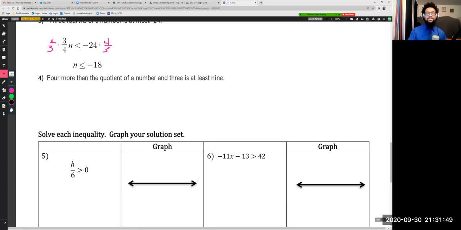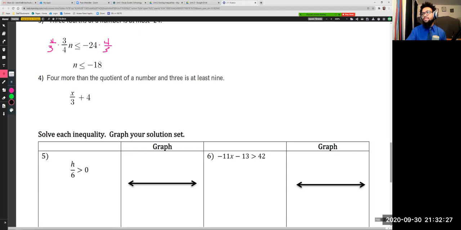4 more than is telling me that that's going to be some kind of addition. And quotient, if we remember back to our lesson on translating, quotient tells us we're going to be dividing. So the quotient of a number and 3, we don't know what that number is. And then we have 4 more than this, 4 more than the quotient of a number and 3. So we have that, and then we have that with 4 more than that is at least 9.